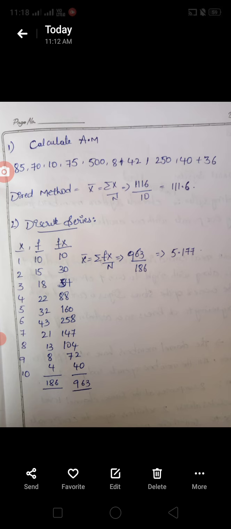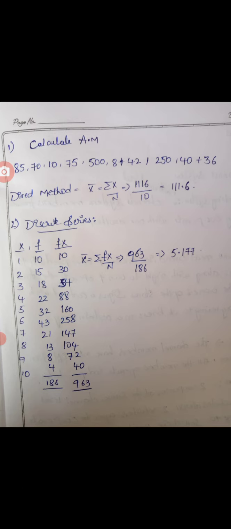So now see, x value is 1 and the frequency value is 10. You have to multiply both the values, that is x and f. 1 into 10 you will get 10. Next 2 into 15, 30. And 3 into 18, 54, 4 into 22, 88 and 5 into 32, 160, 6 into 43, 258, 7 into 21, 147, 8 into 13, 104 and 9 into 8, 72, 10 into 4, 40.